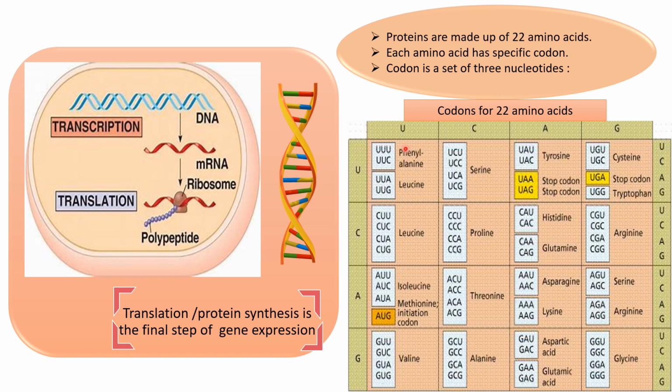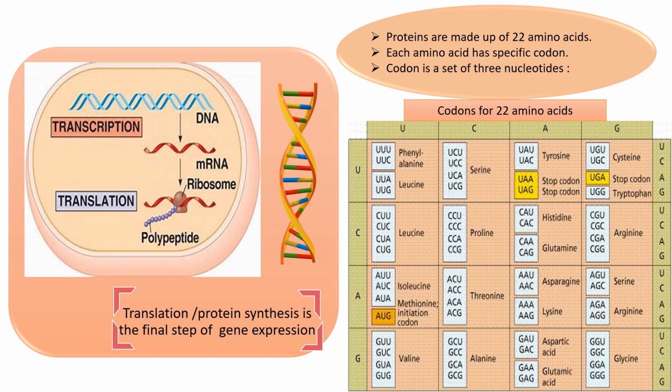So the genetic information in form of codons is transferred into amino acid sequences by the process called translation, or we can say protein synthesis, which takes place on ribosomes. And the tRNAs recognize these codons which are present on the mRNA. Right, so DNA is converted into mRNA by transcription process, and this mRNA is further converted into polypeptide chain, or we can say proteins, by the process called translation or protein synthesis.